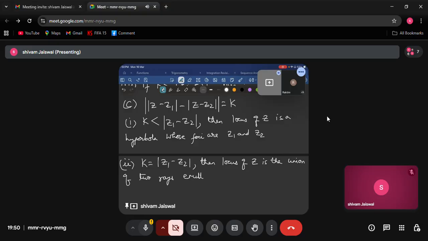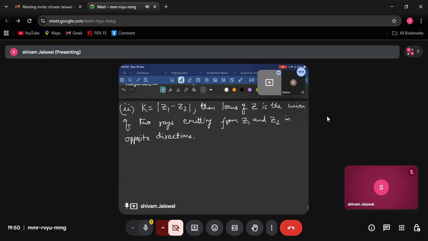The union of two rays emitting from z1 and z2 in opposite directions, like this. This is z1. This is z2. This is the ray in opposite direction.